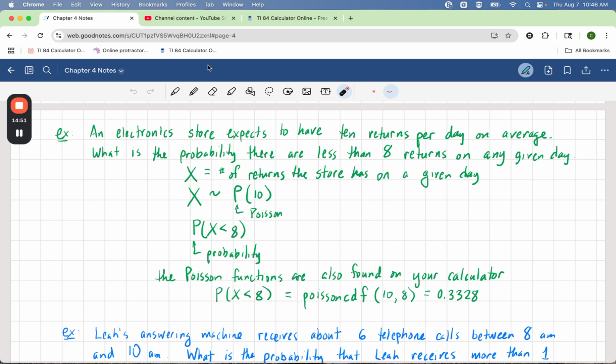If I go up to and including a number, this should have been x is less than or equal to 7, because less than 8 means x is less than or equal to 7. So we go Poisson CDF with a 10, comma 7. So let's see what we're going to end up with here. This is going to be different then.